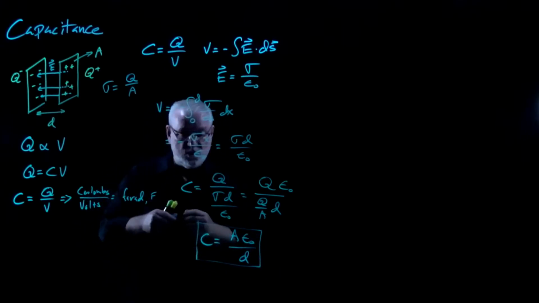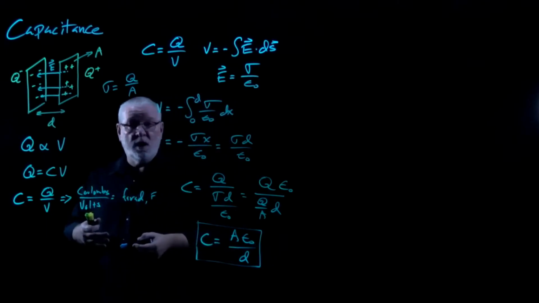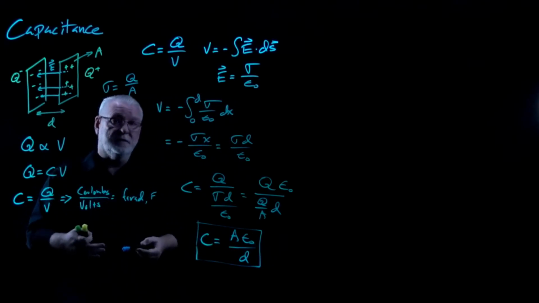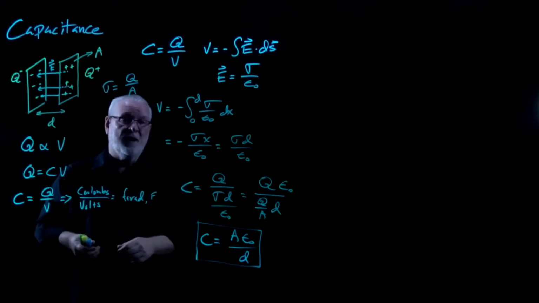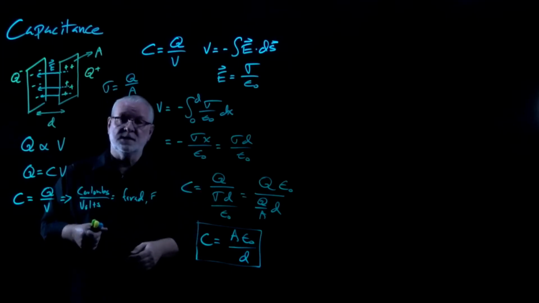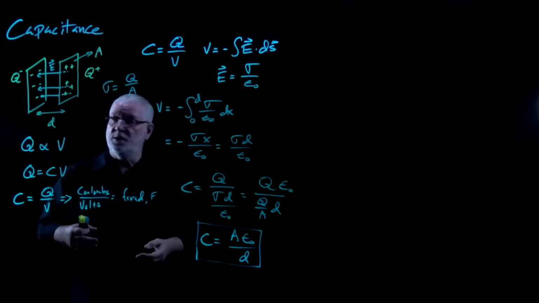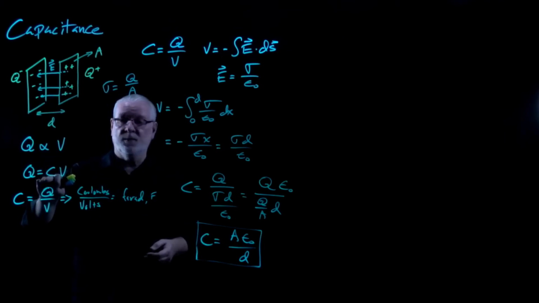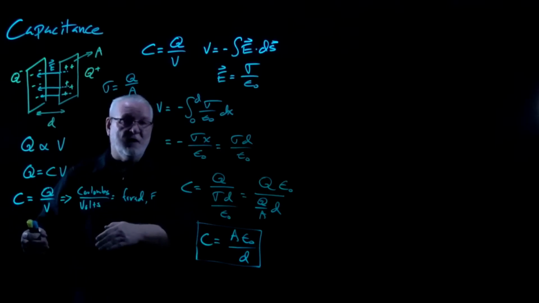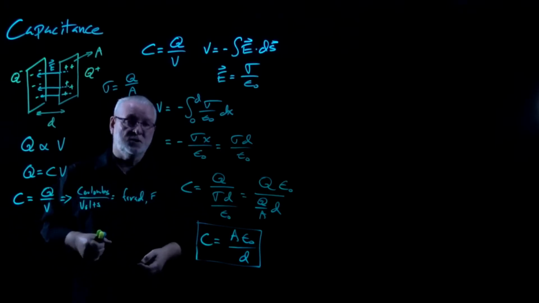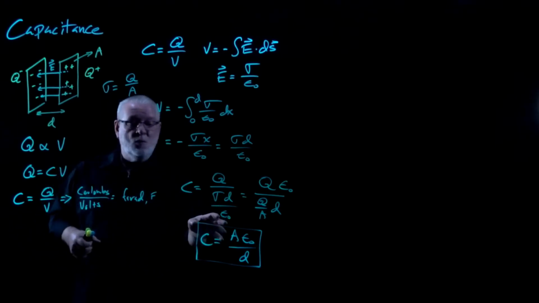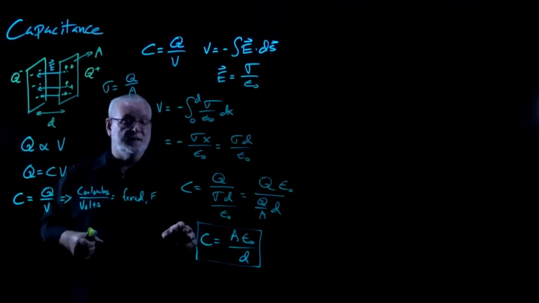You'll notice it is no longer a function of either charge, voltage, or field. It's only the geometry of the capacitor that determines its capacitance. If I now load it with charge, it will gain a certain voltage according to this relationship. But the capacitance itself is solely a function of the geometry. Let's see why this one makes perfect sense.